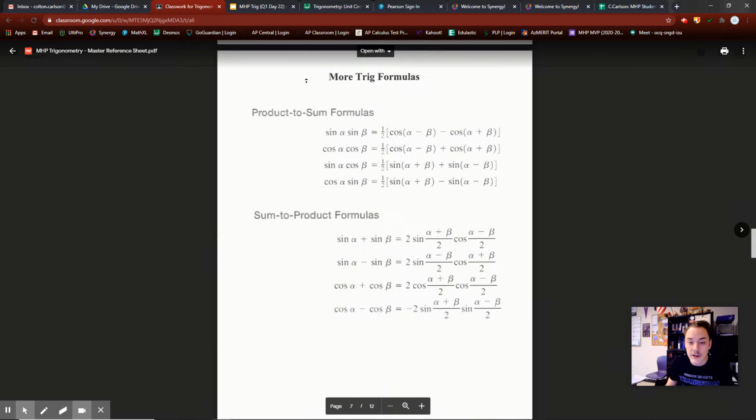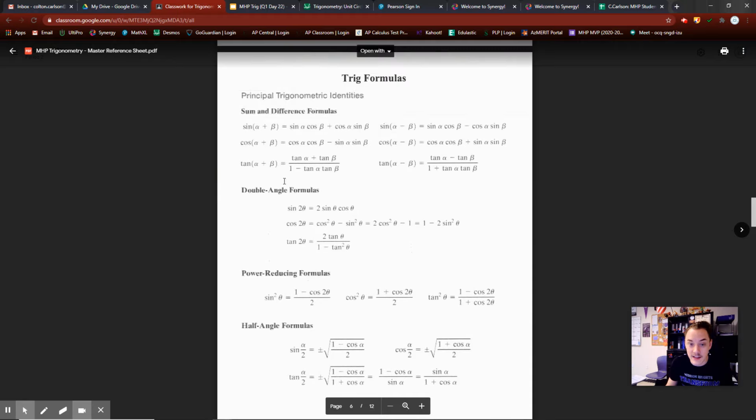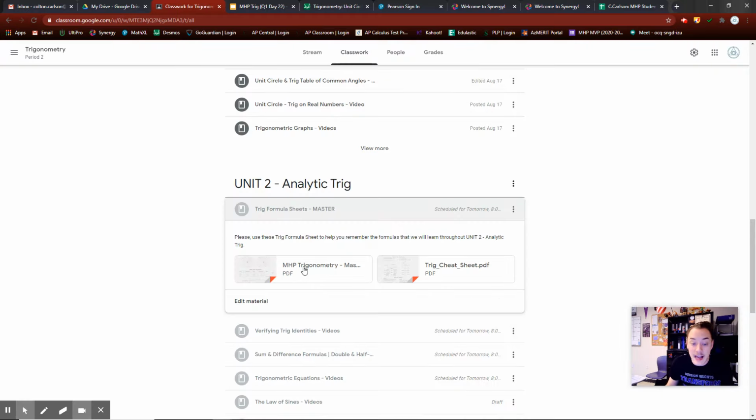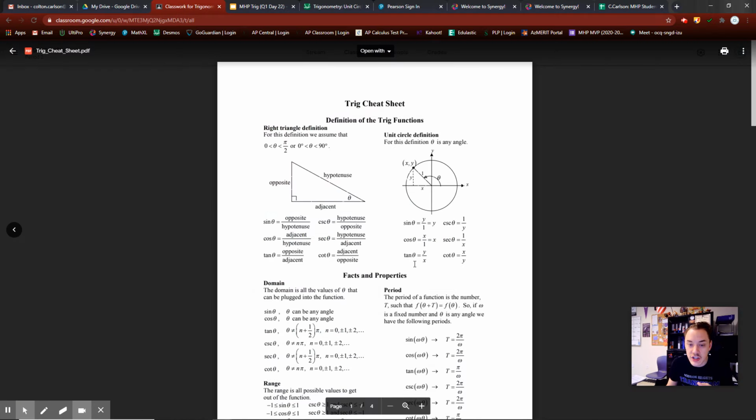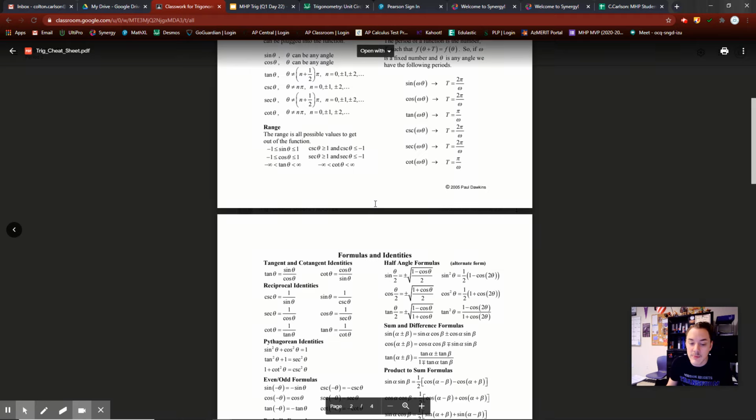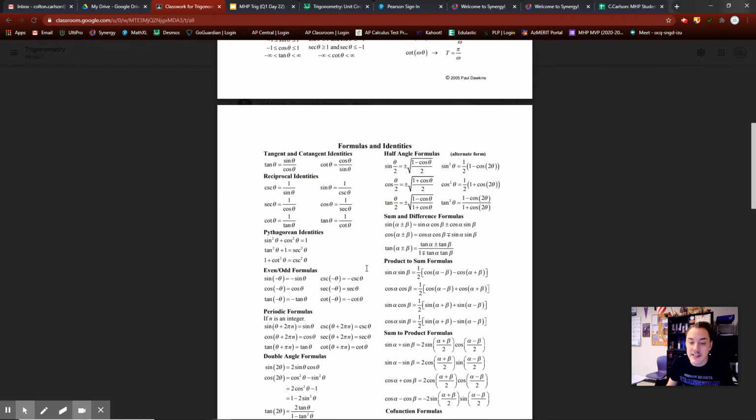All you need to do is focus on page 6. Okay, page 6 right now is the most important for you. That's the master. Now, if you want to just do the cheat sheet, the very simple sheet, this is only 4 pages. It does give you some things like the unit circle definitions, domain, range, period. But then on the second sheet, it does give you reciprocal identities, Pythagorean identities, and then here you go. It's actually the sum and difference formulas.